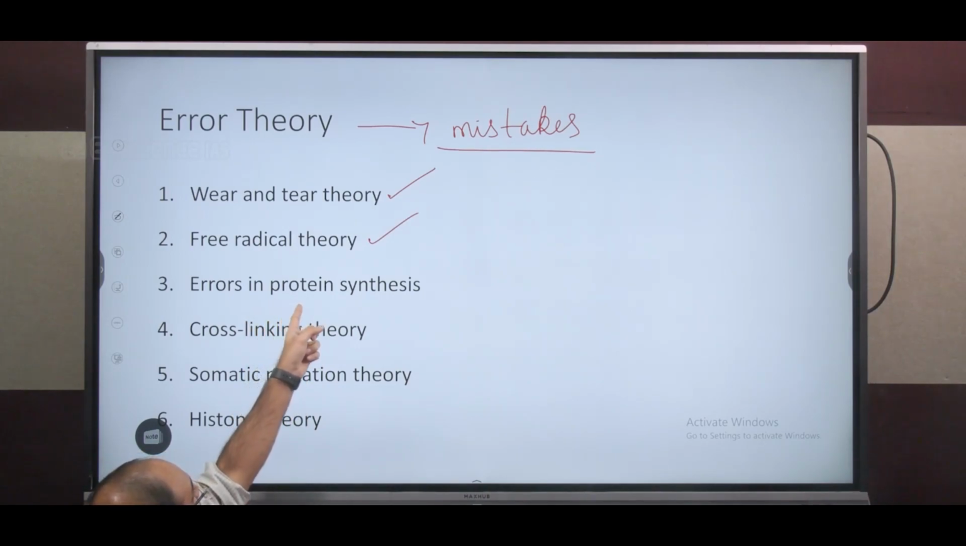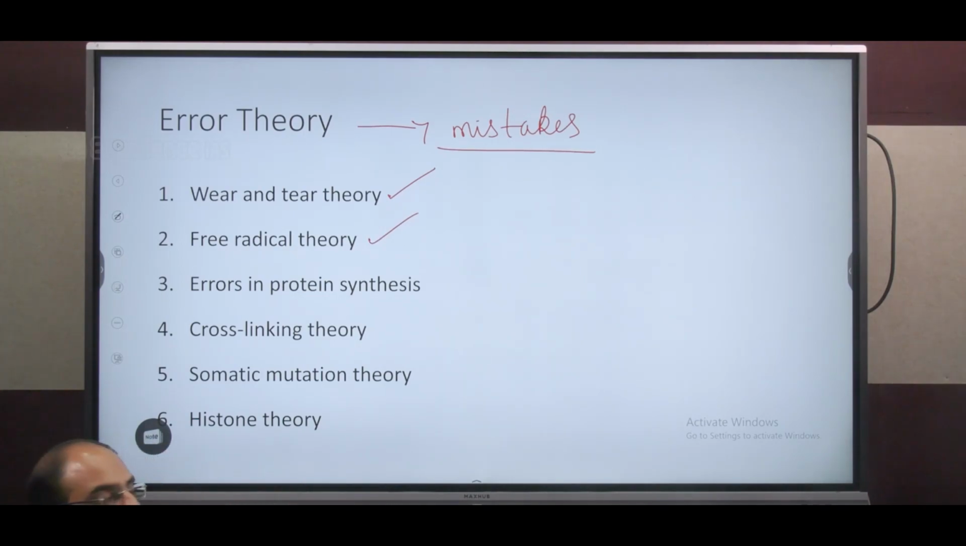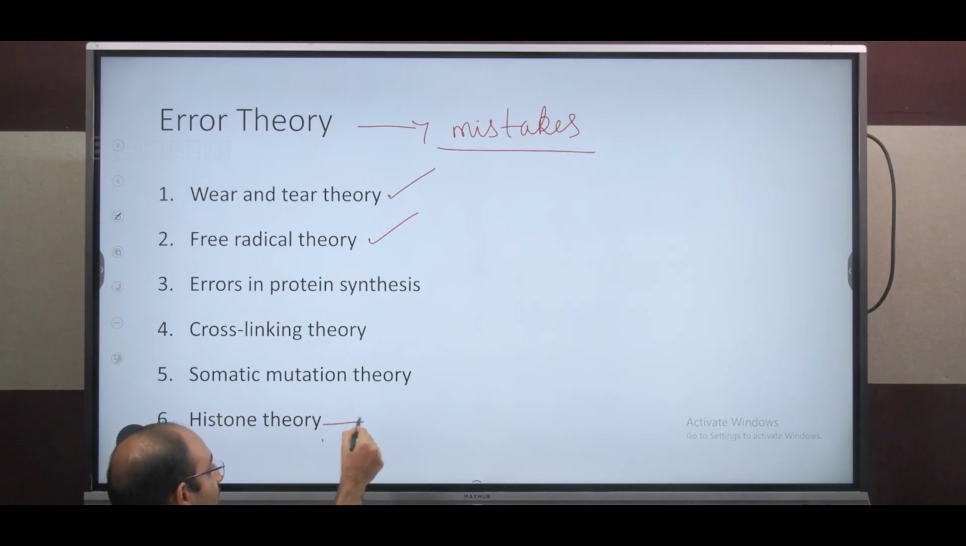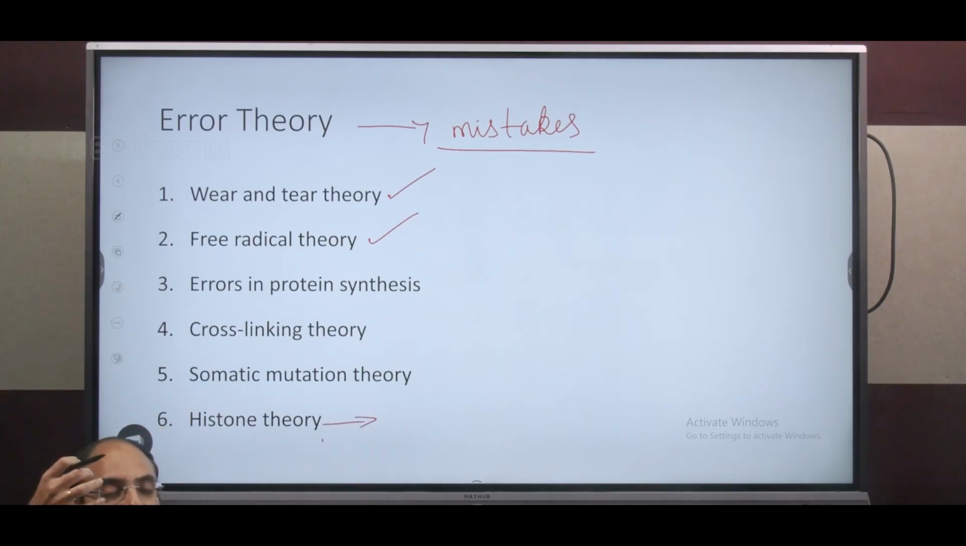Then protein synthesis. This theory, the third theory, is telling us that aging is because of some errors, and these errors happen in the protein synthesis process. Then you have cross-linking theory, which says that aging is because of cross-linked proteins. Somatic mutation theory tells us aging happens because of large-scale mutations called somatic mutations. They contribute to aging.